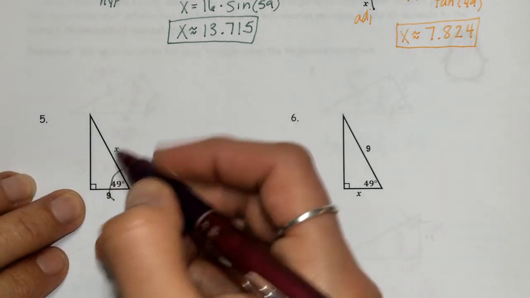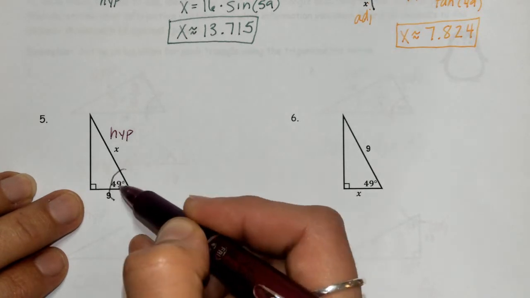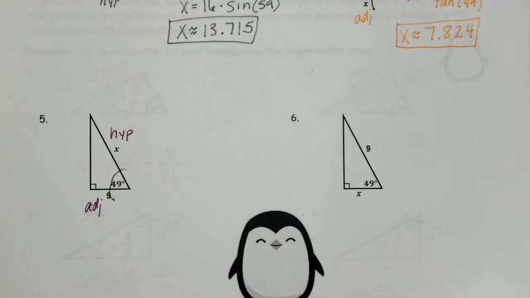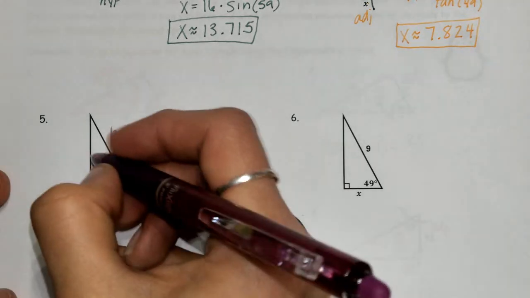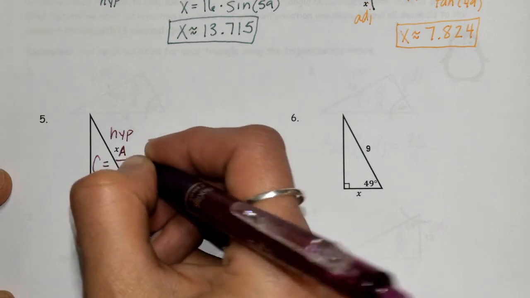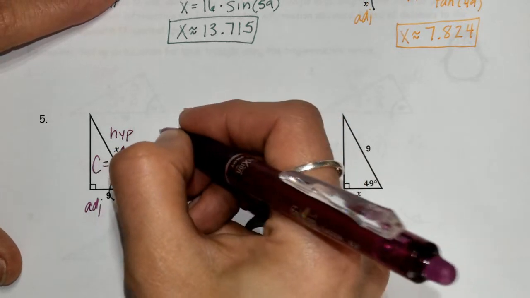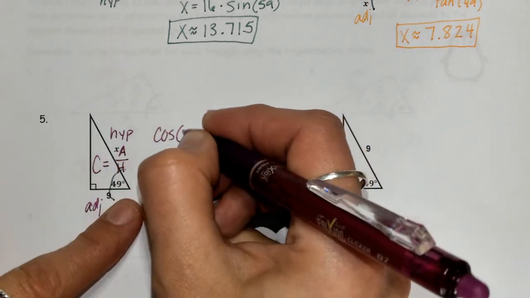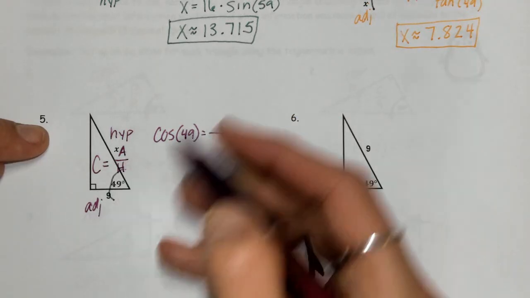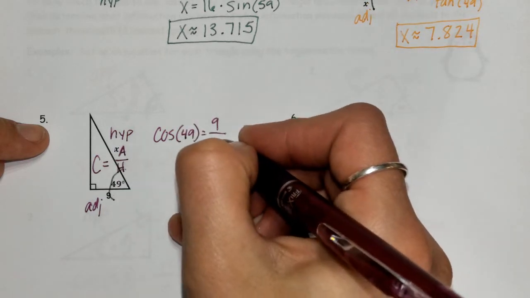Across from a 90-degree angle, I do see my hypotenuse, okay? And then I don't have my opposite, but I do have my adjacent. So when I look at Sohcahtoa, back at the top, we're going to find out that we're using cosine. Cosine is adjacent over hypotenuse, CAH. So let's set this up. We have the cosine of my angle measurement, 49, is equal to adjacent, 9, over the hypotenuse, x.